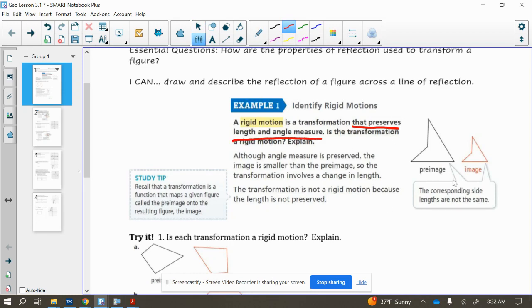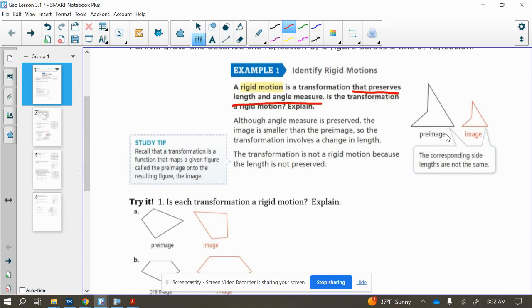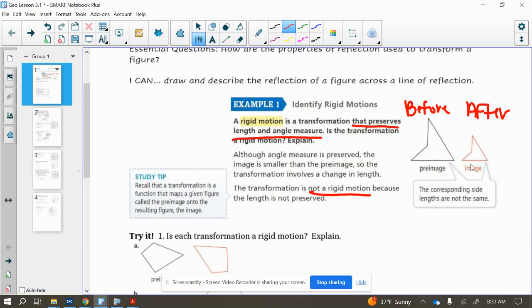So if we look at this example here, we see a couple other vocab words that are of importance. The first being a pre-image, the second being your image. Your pre-image is basically your before, your image is your after, the transformation. And in this case, this would be considered not a rigid motion because our pre-image was a little bit larger looking arrow. Our image then shrunk it down. So while it's the same shape, it's not preserving the side length and the angle measure. So we cannot say it is a rigid motion.